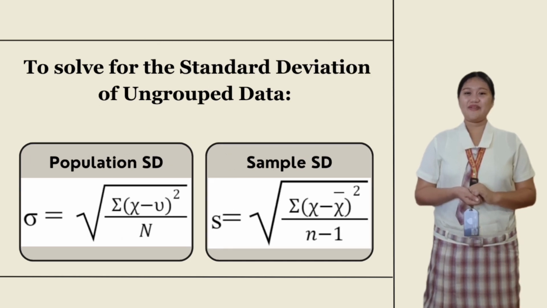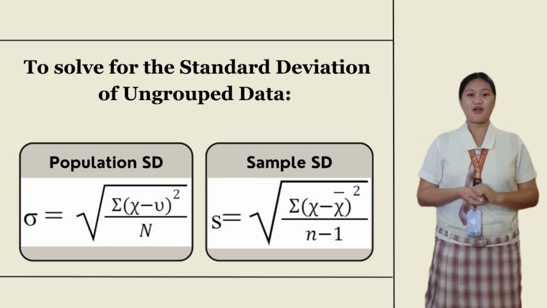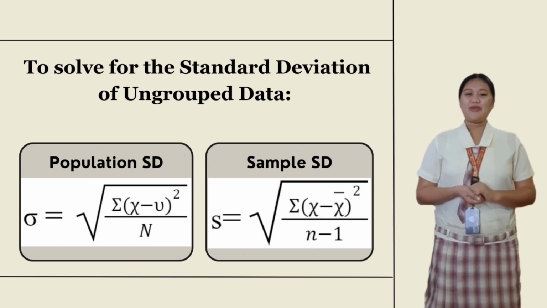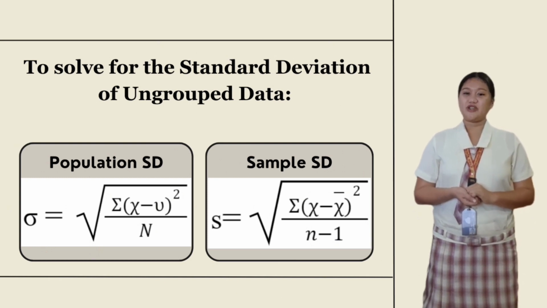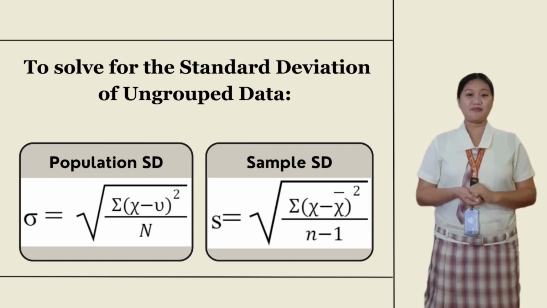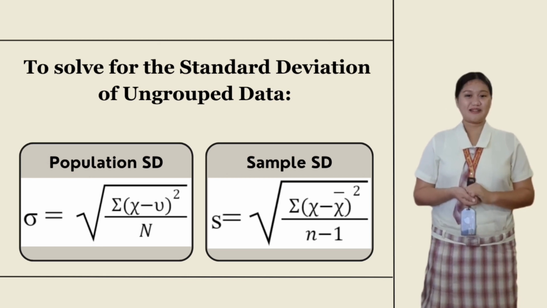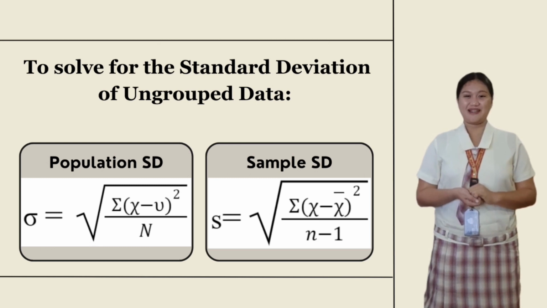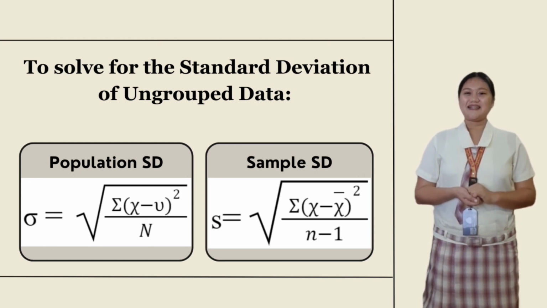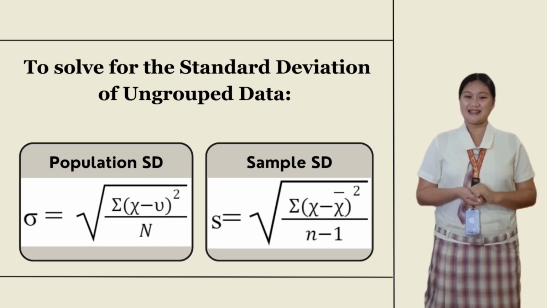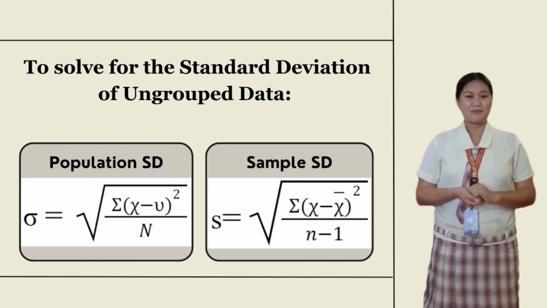So next, I have here the formula of the standard deviation for ungrouped data. The population standard deviation is equal to the square root of the summation of the square differences between each data score and the population mean divided by the total number of data scores in the population. The sample standard deviation is equal to the square root of the summation of the square differences between each data score and the sample mean divided by the total number of data scores minus 1.